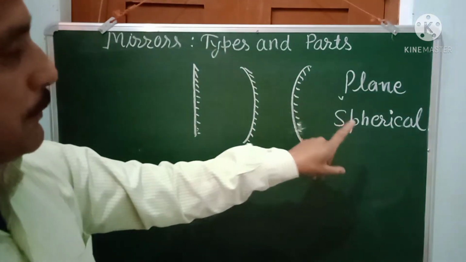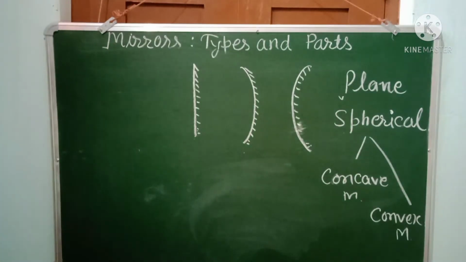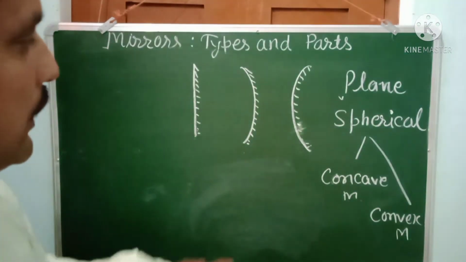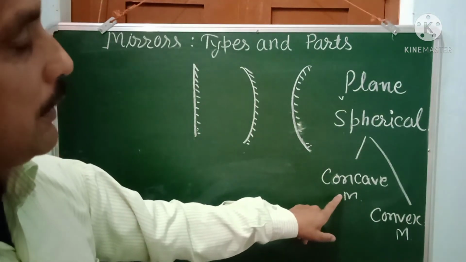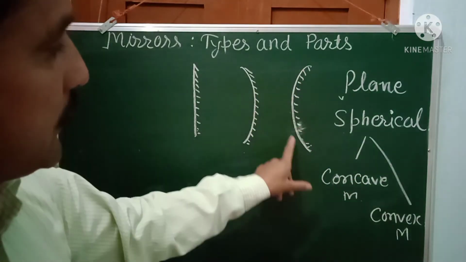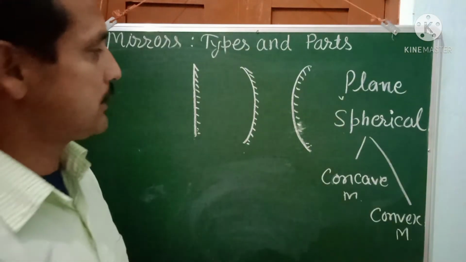Spherical mirrors are of two types. First, spherical mirrors whose reflecting surface is curved inwards are called concave mirrors. And spherical mirrors whose reflecting surface is curved outwards are called convex mirrors.